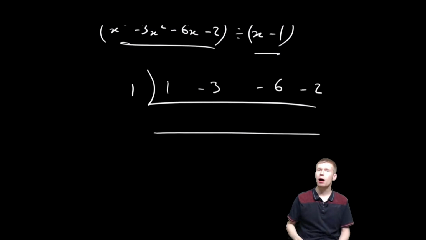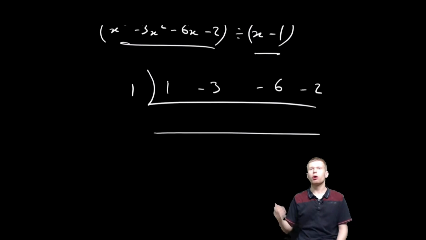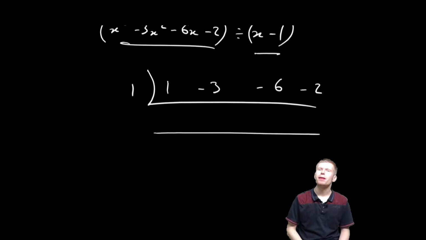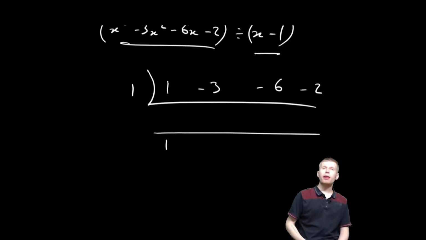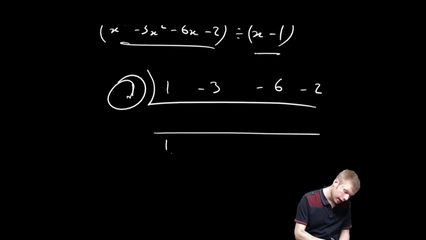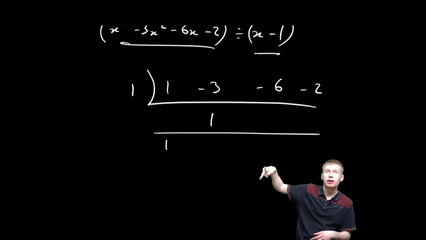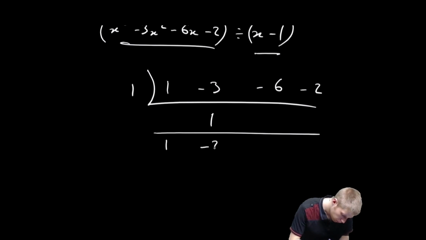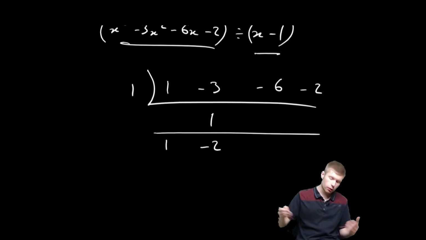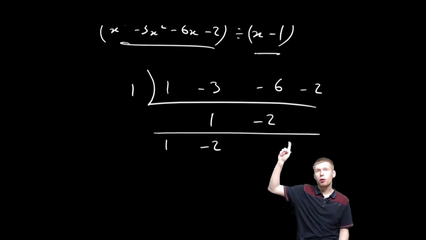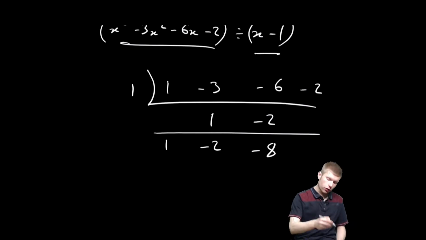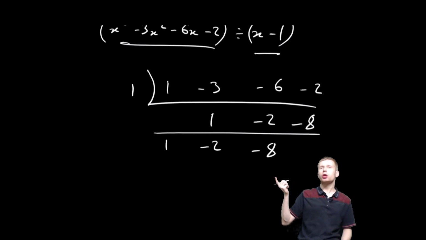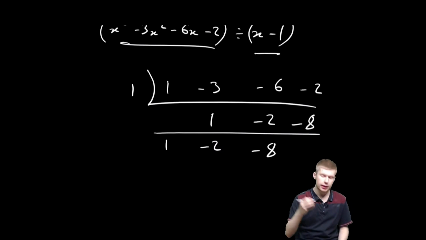And remember, when I move down, I add. When I move diagonally across, I multiply. So 1 plus 0, that's just 1. Then I move across, so I'm doing 1 multiplied by my 1 up here. So 1 times 1 is just 1, and then I add when I'm moving down. So minus 3 plus 1 is minus 2. Move across, minus 2 times 1 gives me minus 2. I'm moving down, so I add: minus 6 minus 2 gives me minus 8. Then I move across, that's minus 8 up here. Minus 2 minus 8 gives me minus 10.